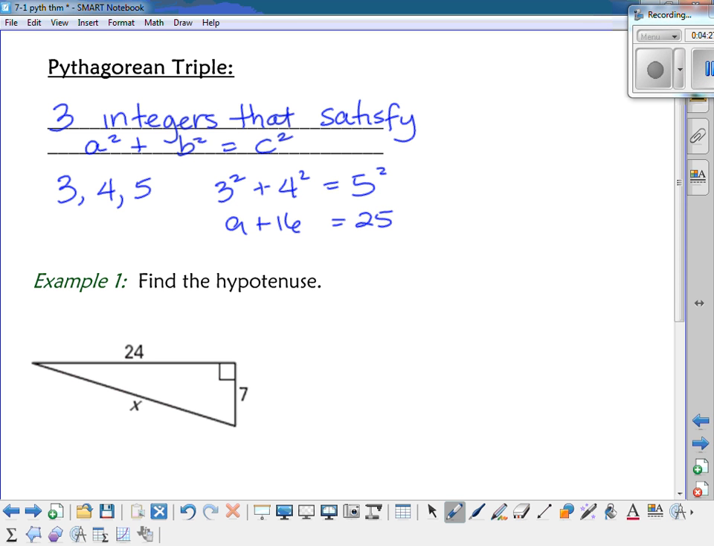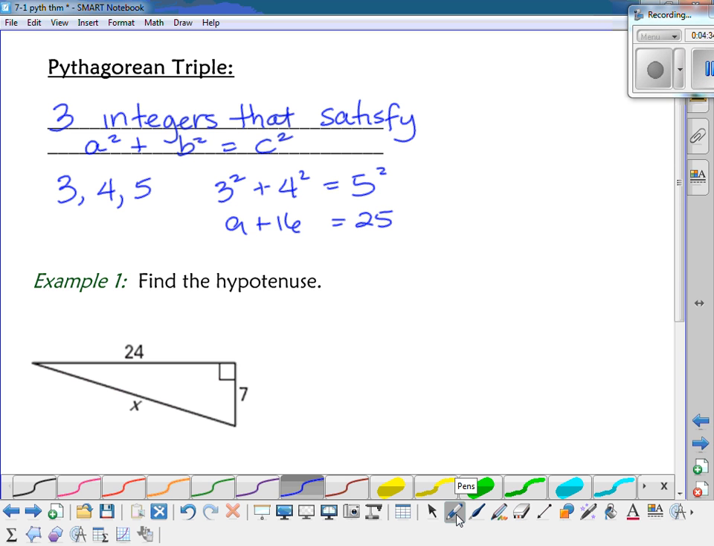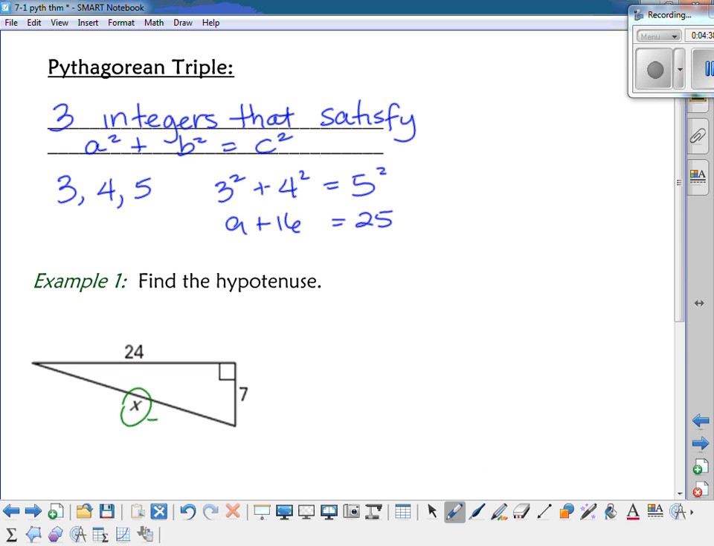Okay, so we're going to find the hypotenuse of this triangle. Which one is going to be my C on this one? The X, because it's the hypotenuse. That's the one that's by itself. So if I say 24 is my A and 7 is my B, does it matter which one I say is A or B? No, the legs are interchangeable because you're adding them. It doesn't matter what order you add in.